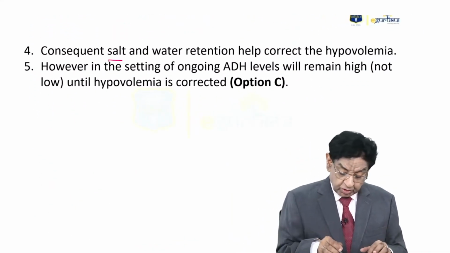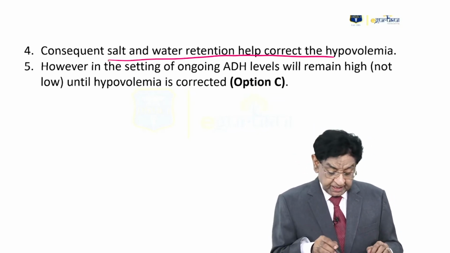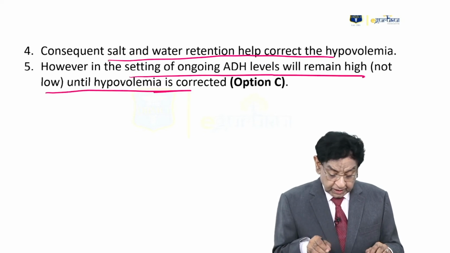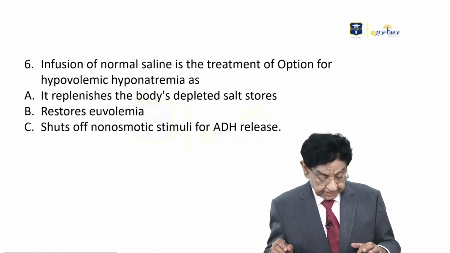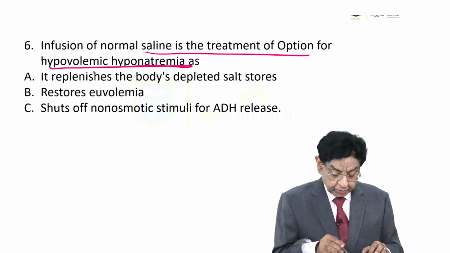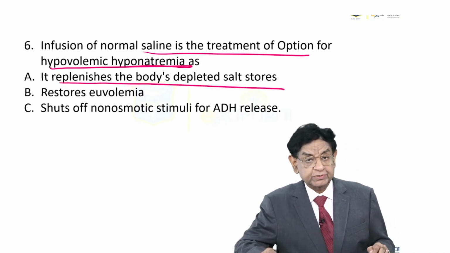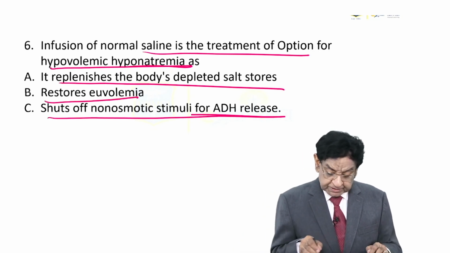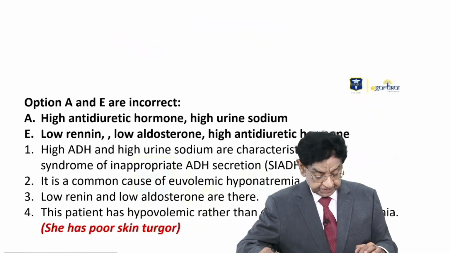Ultimately, that leads to salt and water retention, which helps correct hypovolemia. ADH level will remain high, not low, until hypovolemia is corrected. The answer is option C. Infusion of normal saline is a treatment option for hypovolemic hyponatremia as it replenishes the body's depleted salt stores, restores euvolemia, and shuts off the non-osmotic stimuli for ADH release, which I mentioned in the previous slides.